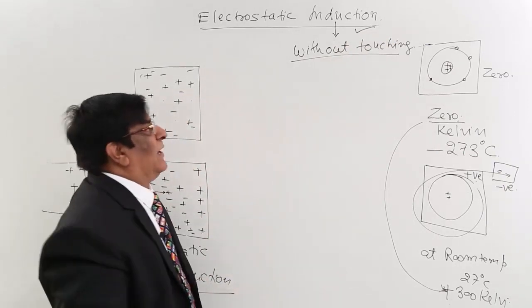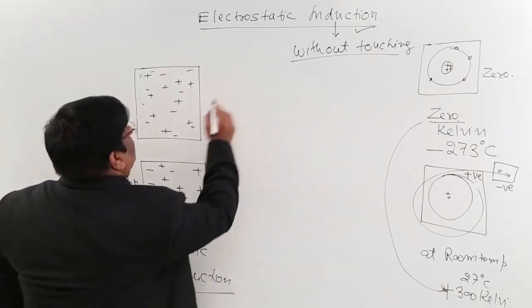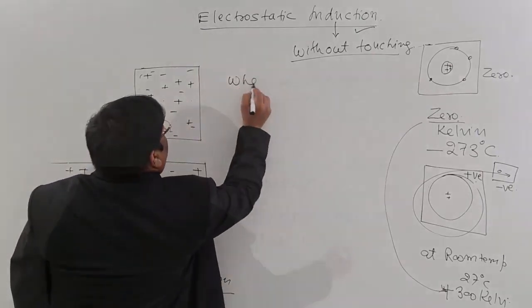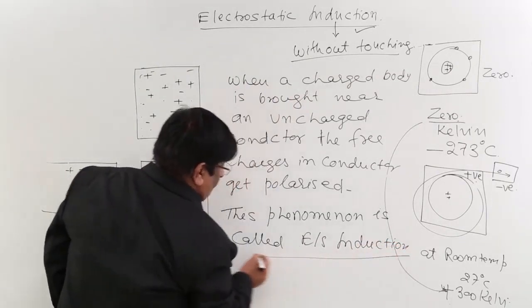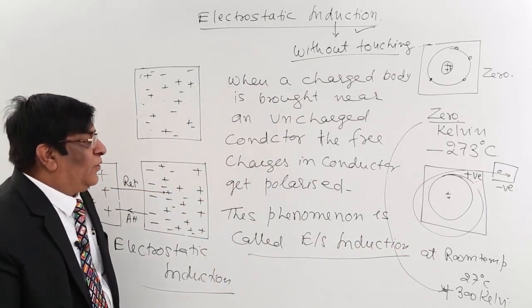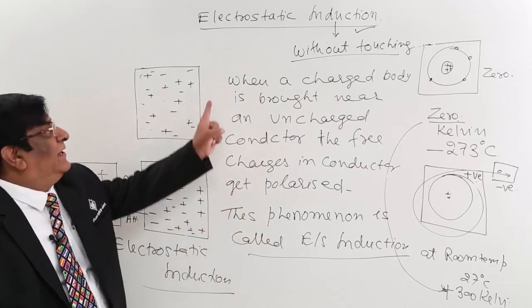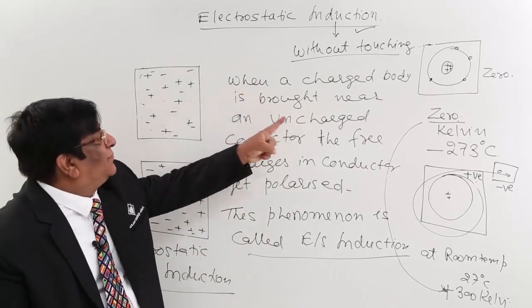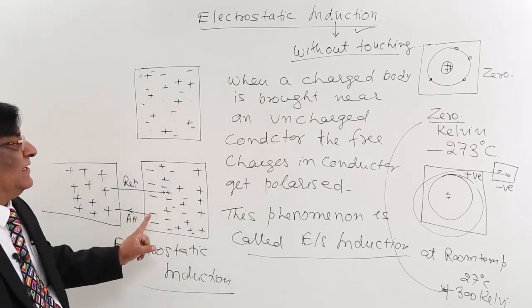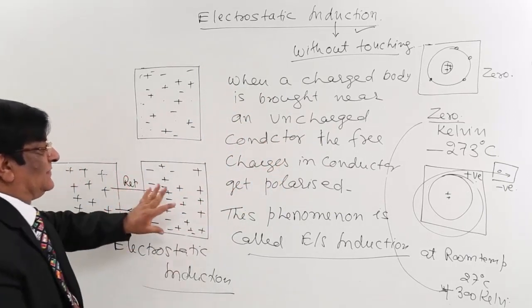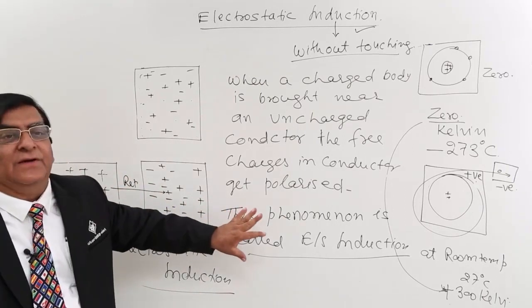We can write a one line definition of it. Okay, this is electrostatic induction. When a charged body is brought near an uncharged conductor, the free charges in the conductor get polarized. This phenomenon is electrostatic induction.